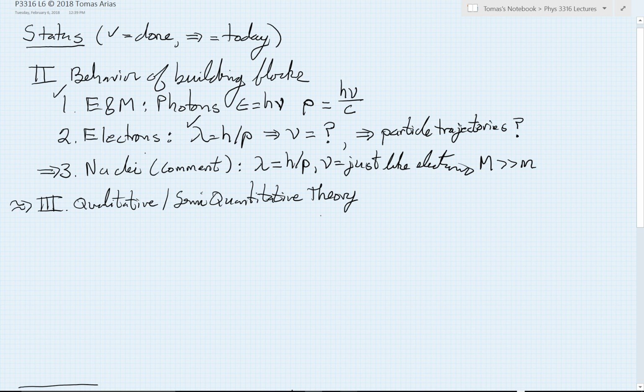So with that comment made, let's then proceed with today's lecture. We want to see if we can discover just what frequencies we need, and the way we're going to do that is to try to build a wave packet that can follow along the classical particle trajectory.